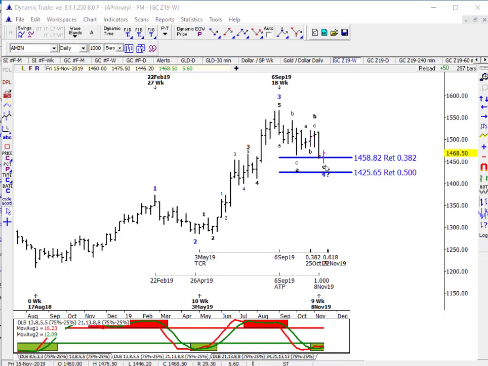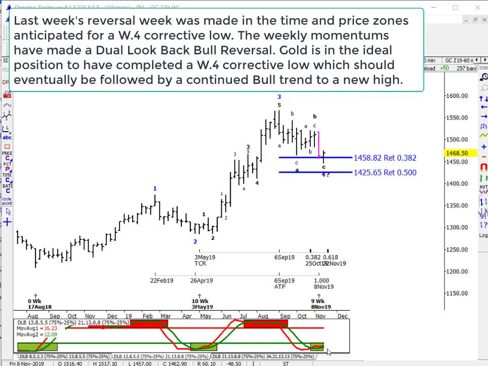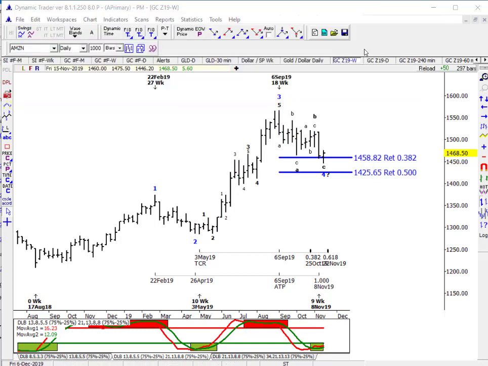We have probably made a weekly low in this past week, what we call a reversal week. Our weekly momentums have made dual look-back bullish reversals, and so has our DT oscillator, our unique proprietary indicator that is, I think, the best you can have to identify momentum highs and lows. We've made this reversal within one week of what should be the maximum to complete a corrective low. This is a corrective pattern that came right down to the 38-50% retracement zone of the wave 3.